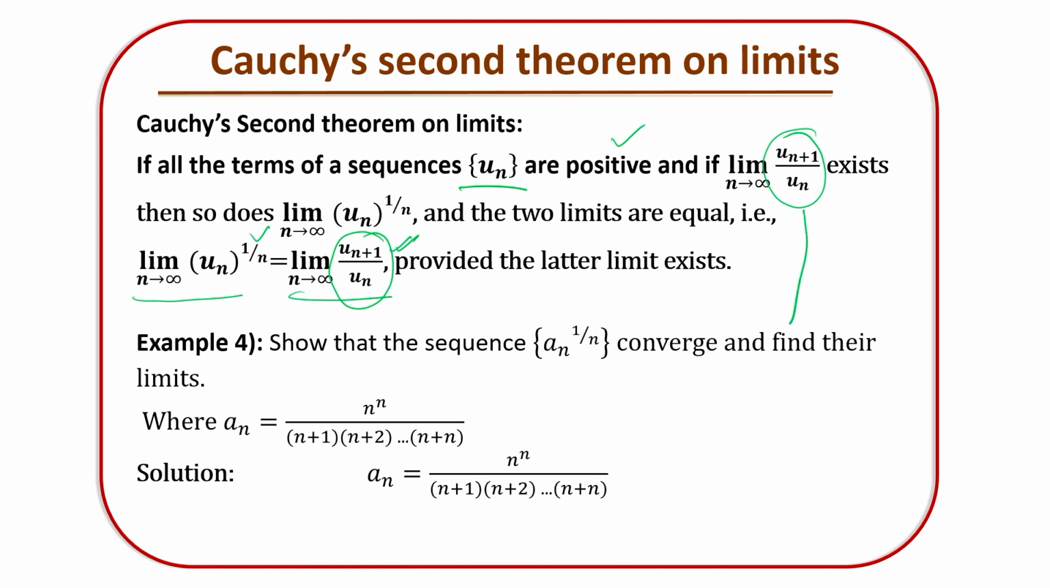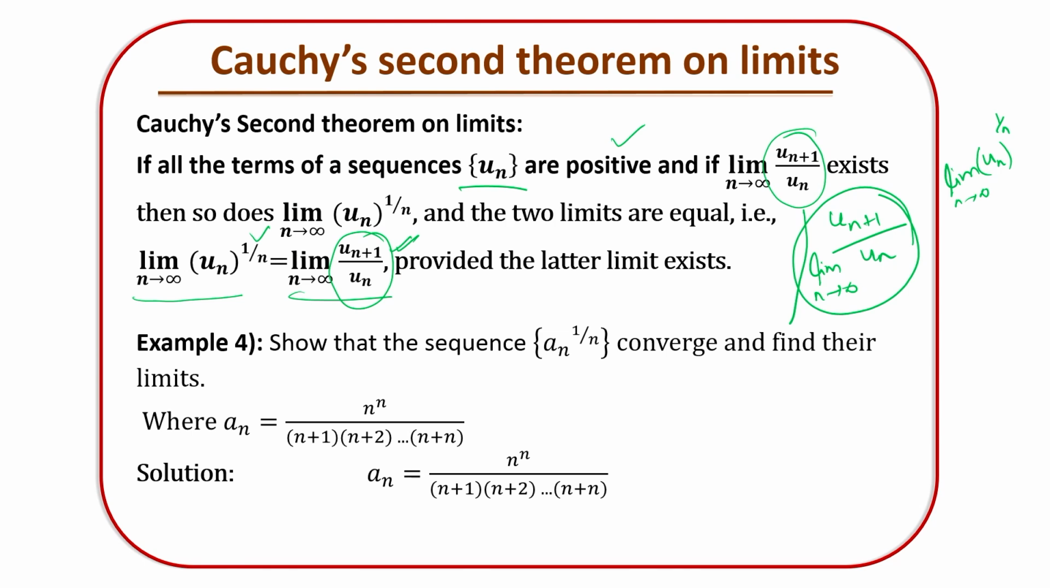So this theorem contains two important things. The first one is you have to find the ratio between the term and its preceding term, right? Firstly find the ratio, then find the limit of that ratio, and then you have the leverage to find the limit of u_n^(1/n), and both limits exist. So once you know the limit of the ratio of u_(n+1) to u_n, then you can calculate the limit of u_n^(1/n) as the same limit, right?